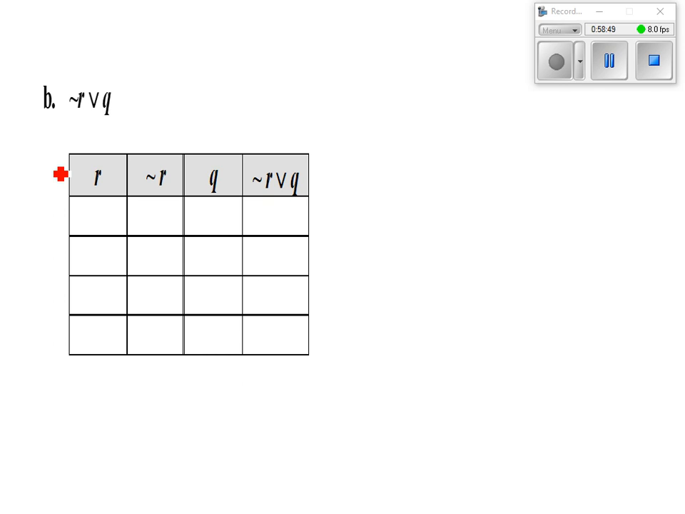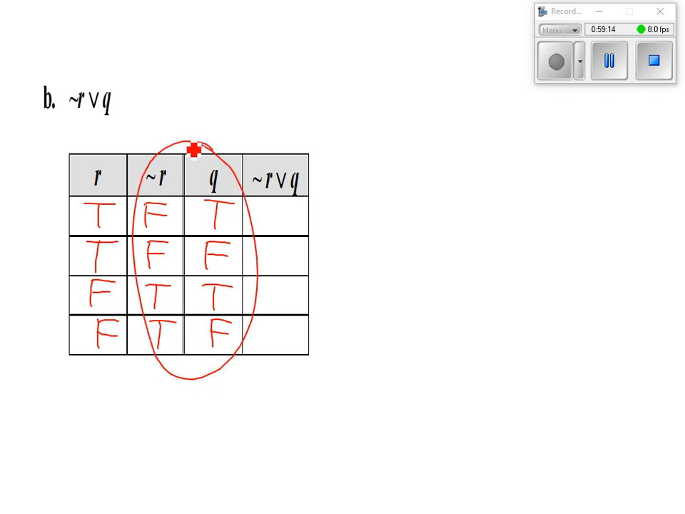Let's try this one just real quick. What's going to go in here? True. True. True. True. False. False. False. False. We jump over here to Q. True. True. False. True. False. All right. Just so we have all the possible matchups here. Not R, what goes here? False. False. True. True. And all we're going to do is look at these two.